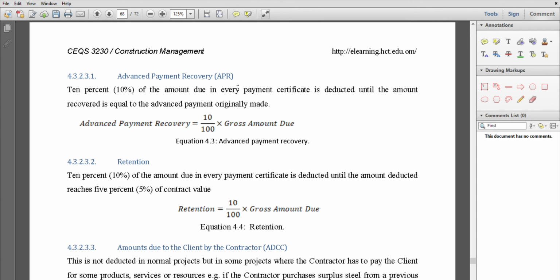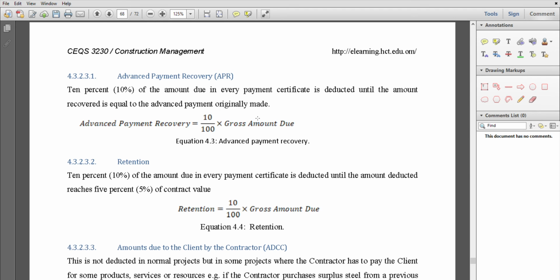Advance payment recovery, what does it mean? How can we calculate the advance payment recovery in order to deduct it from the contractor's bill? 10% of the amount due in every payment certificate is deducted until the amount recovered equals the advance payment originally made. So 10% of what you deserve, or what your payment is, we will deduct from it as a client.